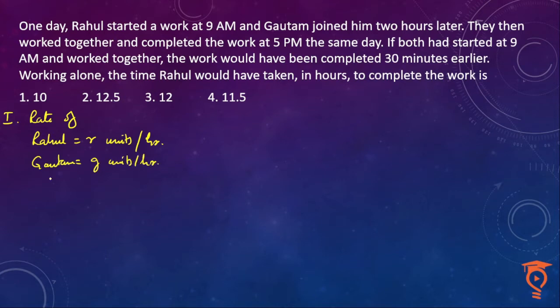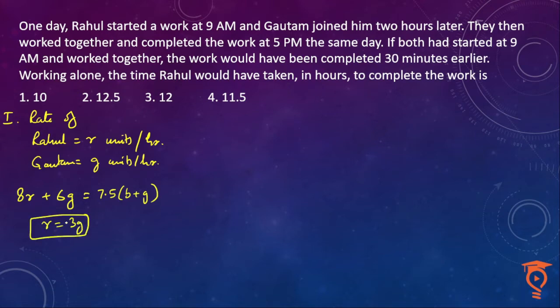Okay, so in the first case, Rahul worked for 8 hours, so 8 into R would be the total work done by Rahul, and Gautam worked for 6 hours, so 6 into G would be the total work done by Gautam. So this is the total amount of work done by both of them together, which will be equal to, if both had worked, the work would have been done in 7.5 hours. That would be 7.5 into (R plus G). This gives you R equal to 3G.